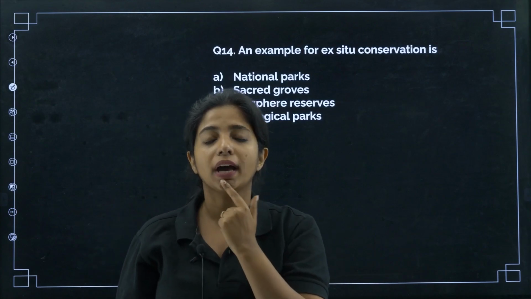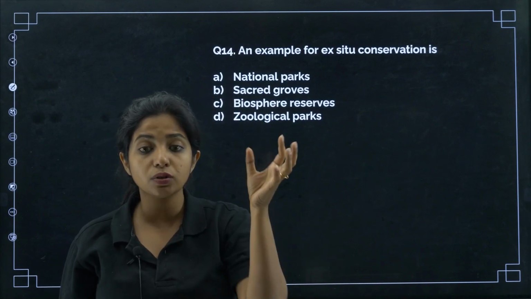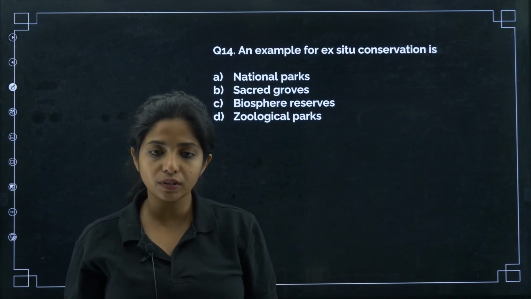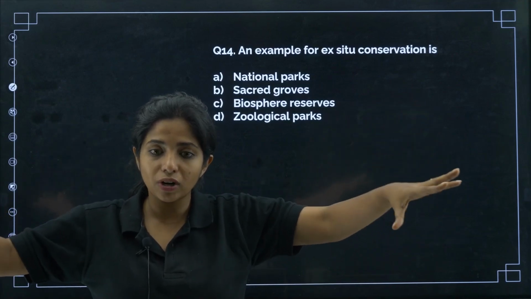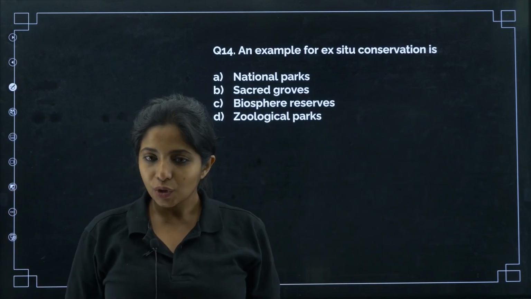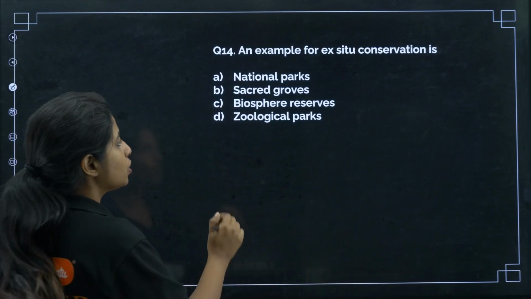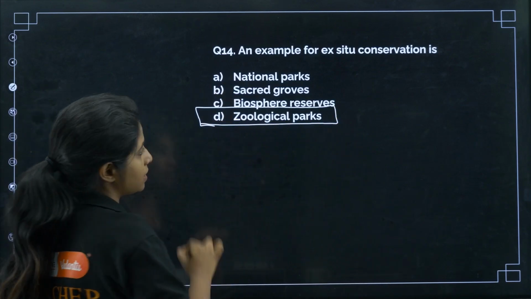If you have gone to Wayanad and all, you might be saying that there are biosphere reserves. Sorry, there are so many reserve forests, tiger reserves and all. Basically, that's their natural habitat. We have built a road in there. You get it? So, that is in situ conservation, but this is what? Ex situ conservation. So, your answer is what? Zoological parks.